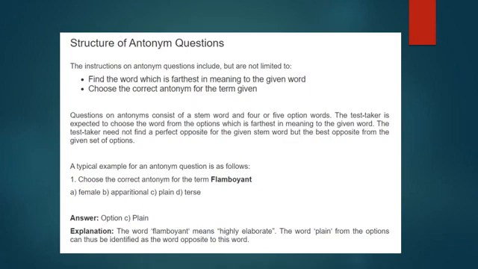A typical example for an antonym question is as follows. Choose the correct antonym for the term flamboyant: female, apparitional, plain, terse. So here the right answer will be plain. Now the word flamboyant, what does it mean? It means highly elaborate. The word plain from the options can thus be identified as the word opposite to flamboyant.